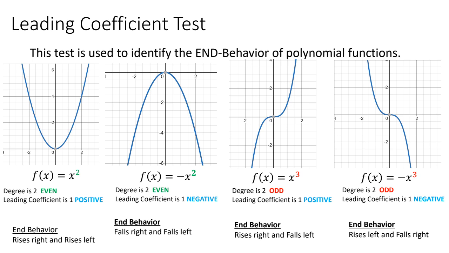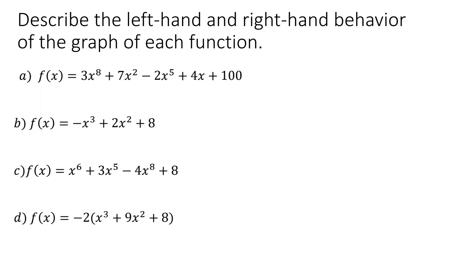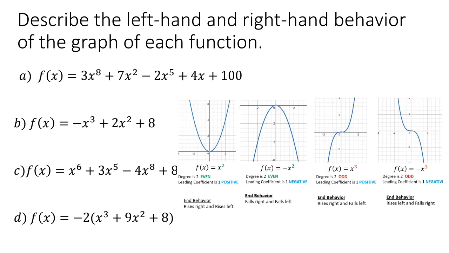So let's look at some examples, and let's start by describing the left-hand and right-hand behavior, or again, the end behavior of these functions. Let's start with A. The first thing I need to do is find the degree of this polynomial. Again, the degree is the highest exponent that the terms have. On this A, the degree is 8, our highest exponent. Is 8 an even number or an odd number? It's an even number, so this polynomial is an even function.